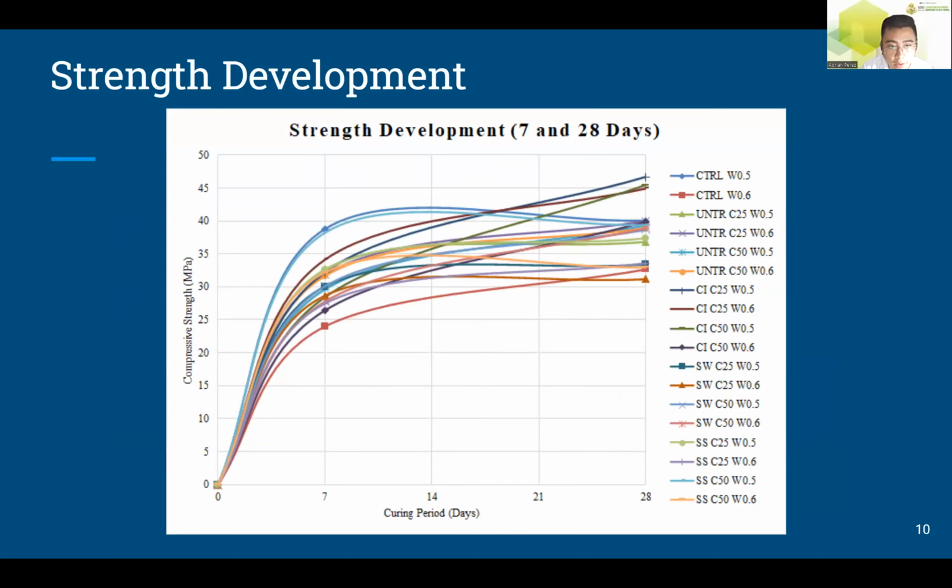Moving on to compressive strength, here shown is the strength development of all batches. With this, CI batches had the greatest compressive strength increase of 17 MPa from 7-day to 28-day curing. Next slide, please.